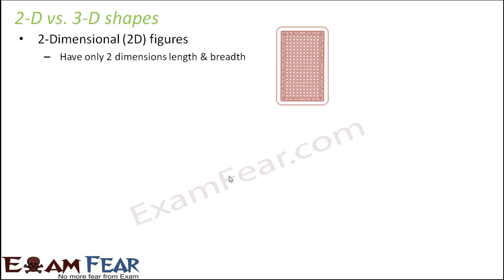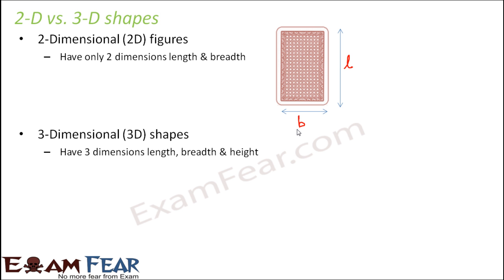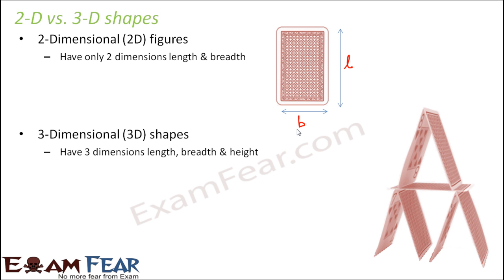So this playing card, this is a two-dimensional object. Why? Because we just have length and breadth to define its size. If this is the length and this is the breadth, so only two dimensions are needed to define the size of this playing card. Now, when I talk about a three-dimensional shape, it should have three dimensions, length, breadth and height. Now, I will show you how using multiple playing cards, we can make a three-dimensional shape. Let's say instead of one playing card, I take 7 playing cards and then arrange them like this. So, I build a tower.